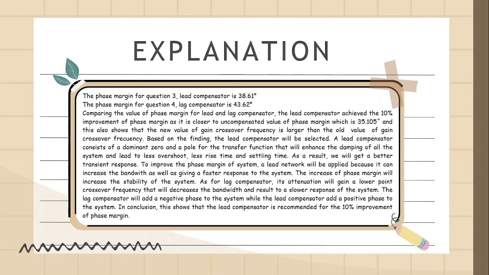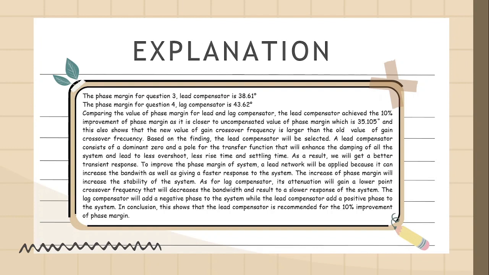Okay. The phase margin for question 3, the lead capacitor, is 38.61 degrees, and for the lag capacitor it is 43.62 degrees. By comparing these two capacitors, the lag capacitor achieved a 10% improvement of phase margin as it is closer to the uncompensated phase margin value, which is 35.105 degrees. This also shows that the new value of gain crossover frequency is larger than the old value of gain crossover frequency. So based on the finding, the lead capacitor will be selected.